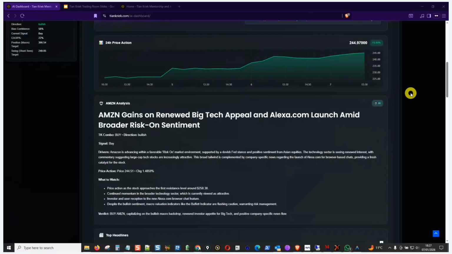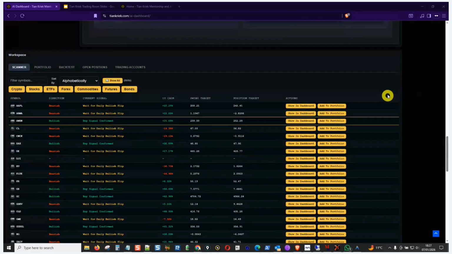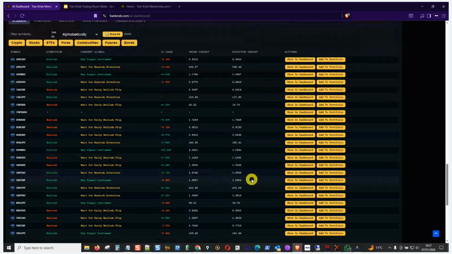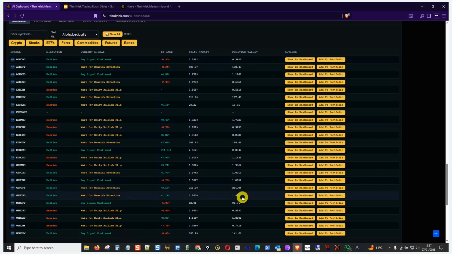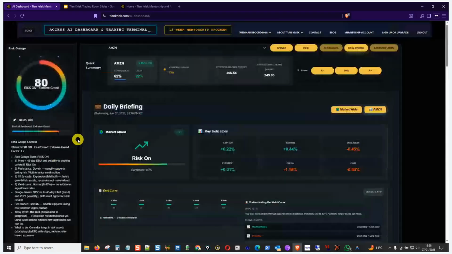Again, if you want to see a bird's eye overview of what is aligned and what is not aligned, scroll down towards the scanner, and there you can pick and choose what you want to trade and what is aligned. Okay, because in the past it took me 2 hours to analyze 27 currency pairs. Now I can click on Forex in the scanner, and there are all the currency pairs listed. It gives me the direction, the current signal, if there is one. It gives me a target, a swing target, and a position target. And if I want to trade it, I can just add it to my portfolio. It really is as easy as that. Okay, so that's what we have from the daily briefing.